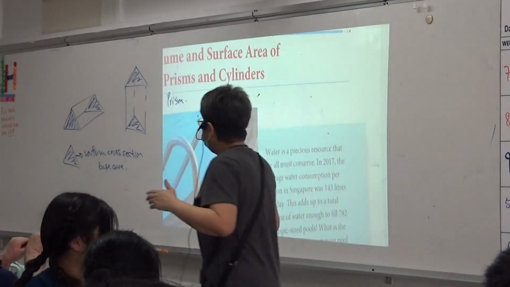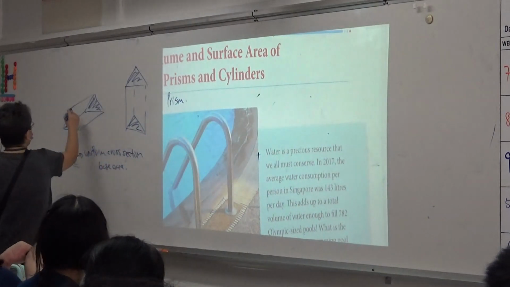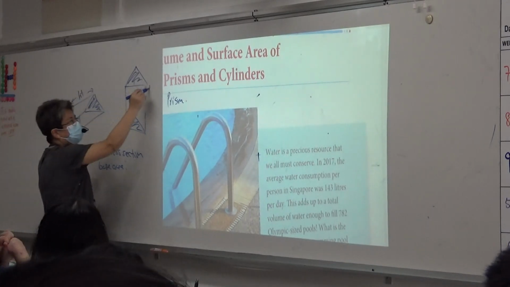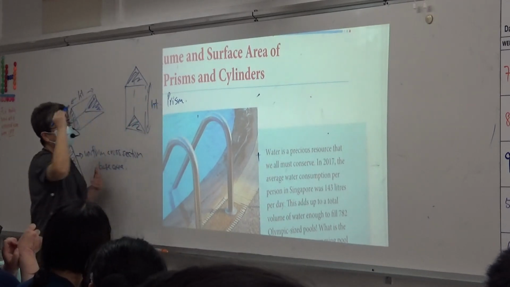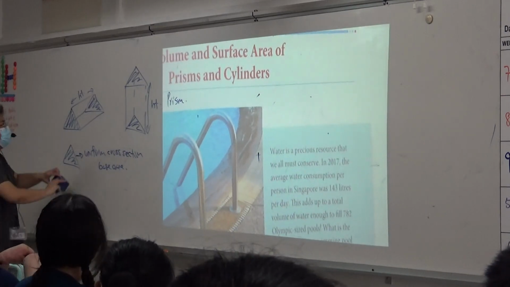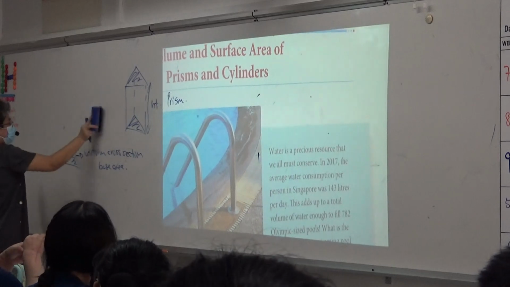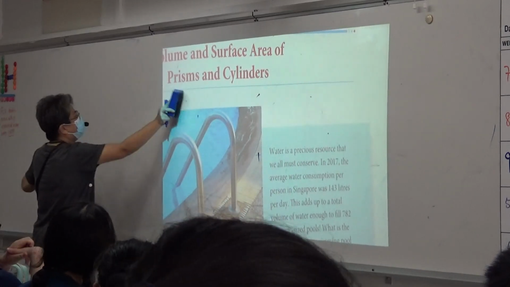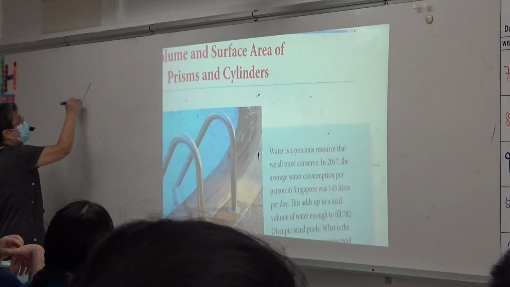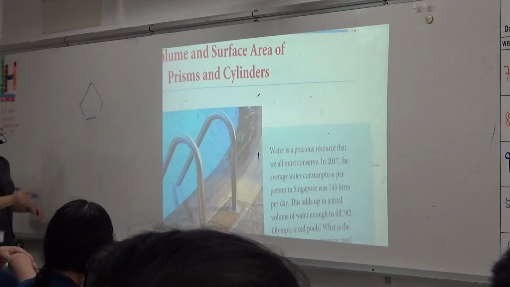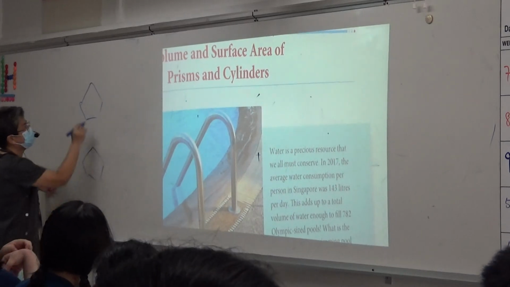Now, what do you mean by the height? This one between the two will be called the height. Is that clear? Okay, now I'm going to give you one more. And this is also a prism. Okay, all of you know, what is the five-sided figure called? Pentagon. Okay, I have another five-sided figure.